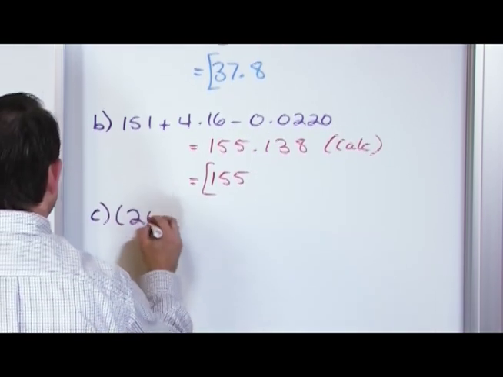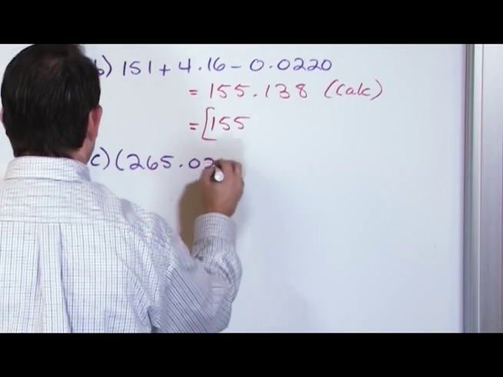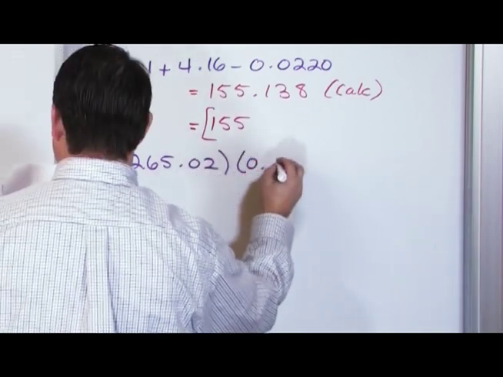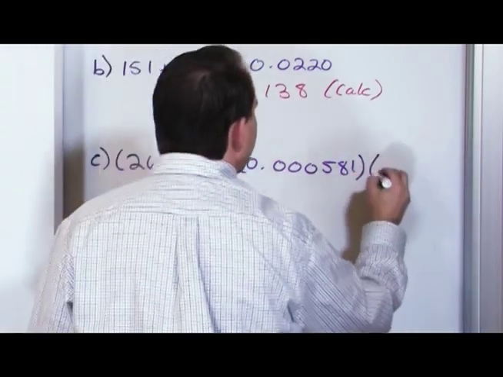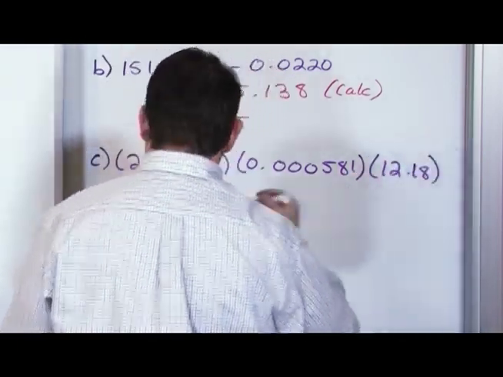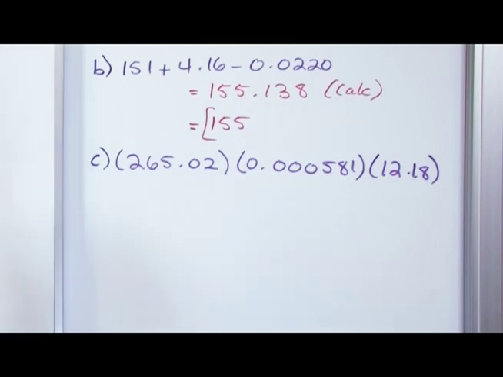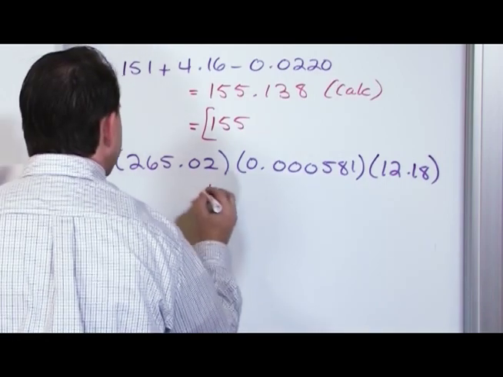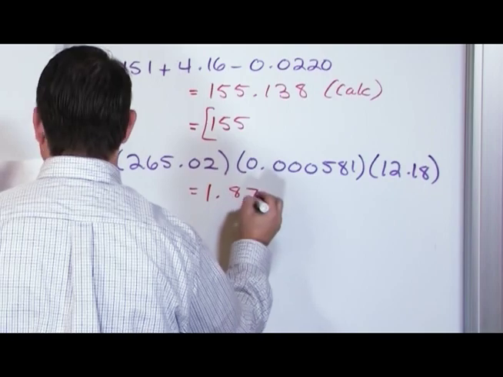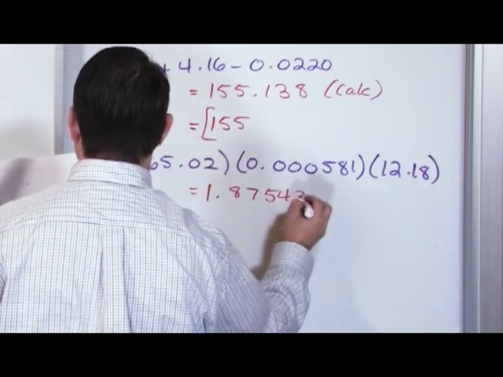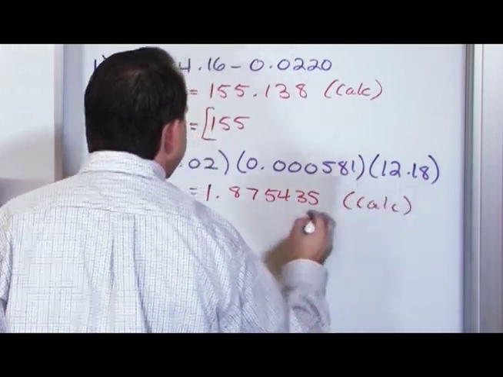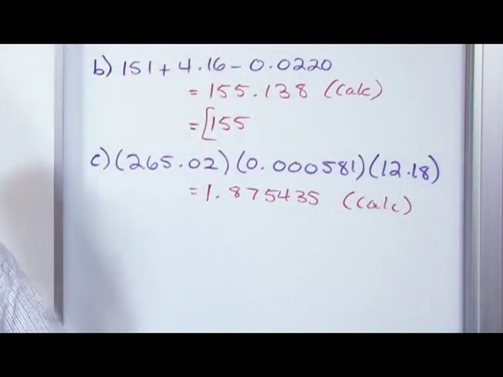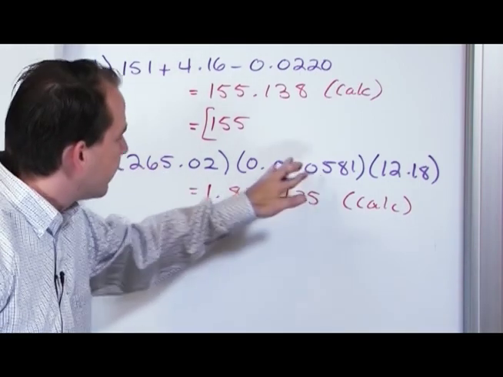Let's do 265.02 times 0.000581 times 12.18. Now, if we put these all in a calculator and multiply them out, what we will get is 1.875435 and some other digits, and we're going to get this in our calculator like that. But I think you figured out by now we're not going to actually keep all those digits, but here we're not adding and subtracting, we're multiplying.